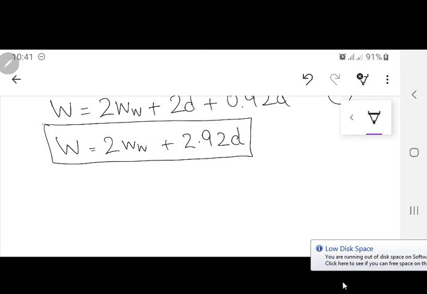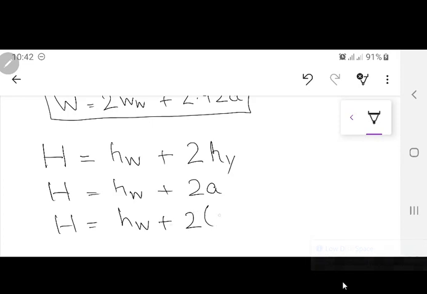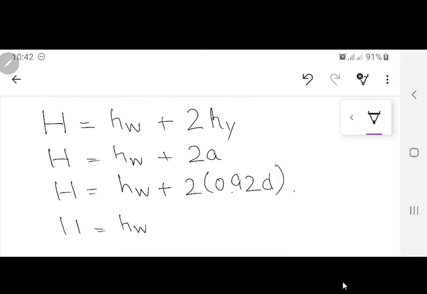This is the support. And if you go with the height of this one, this will be equal to height of the window plus 2 times your yoke height, and height of the window plus 2 times A, and this one is going to be equal to Hw plus 2 into 0.92 D. So this is Hw plus, how much is 0.92 into 2? 1.84 I guess.